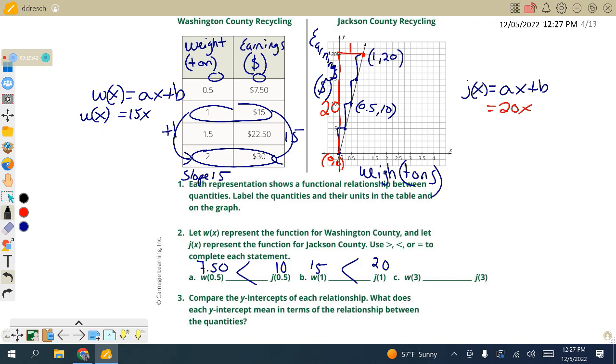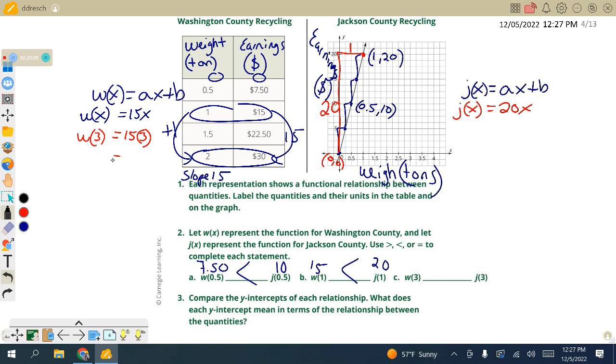You go to Jackson. You've got 0 cardboard to drop off. So how much money are you getting? You're getting 0. So now, we got our 2 equations. Cool. Let's go back to letter C. W of 3, J of 3. W right here, when X is 3, is 15 times 3.